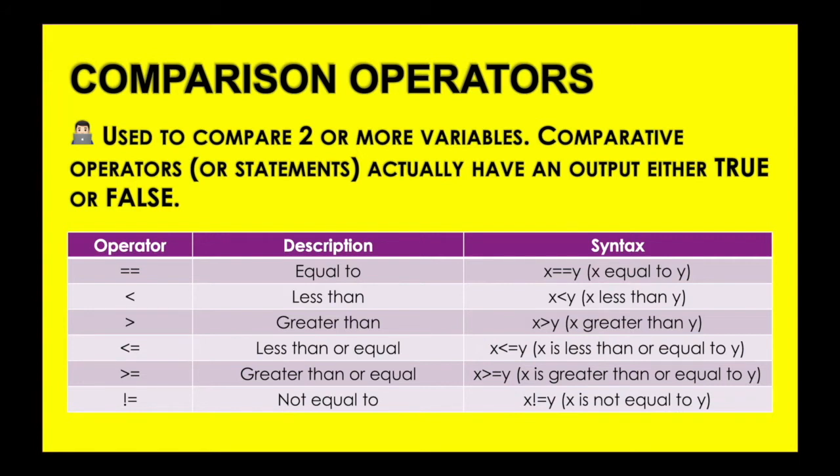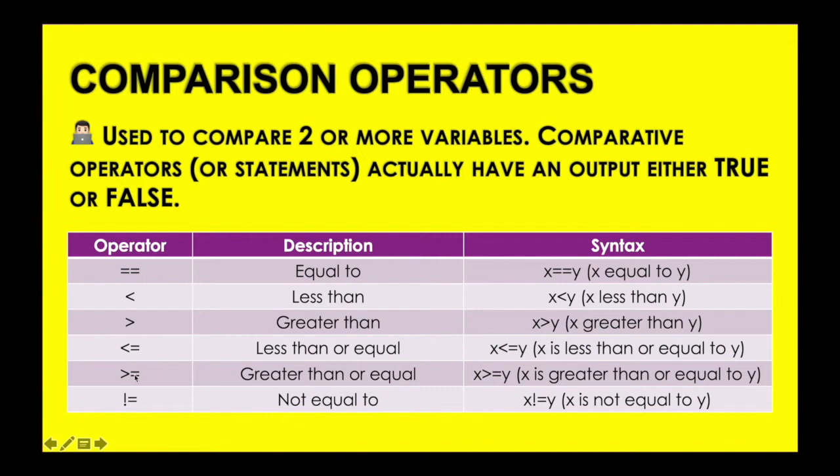Okay, so next operator, we have here the less than symbol, and that is less than. The syntax is x < y. Greater than, the description is x is greater than y. For this operator, the less than and equal sign, that is read as less than or equal, the syntax is x <= y. So x is less than or equal to y.